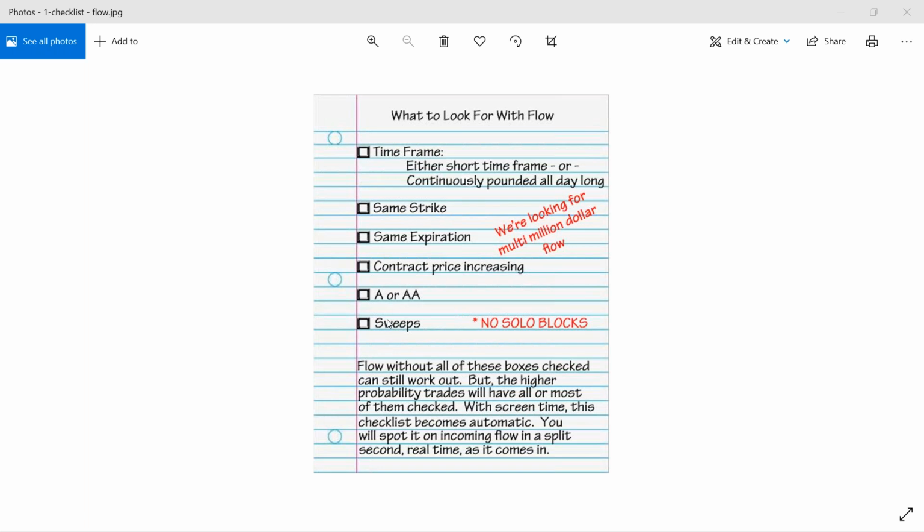Ask and above ask and sweeps are showing us the urgency. So remember, size, time, and urgency. Those are the three things we're really looking for. No solo blocks. That also means if it's block, block, block, we're not going to follow that.